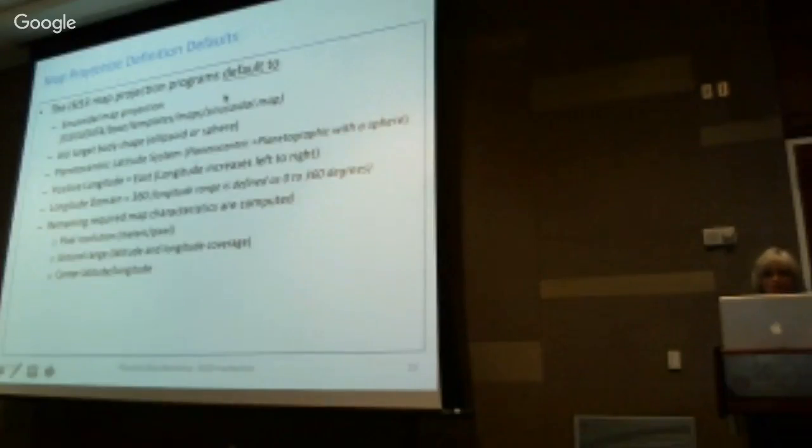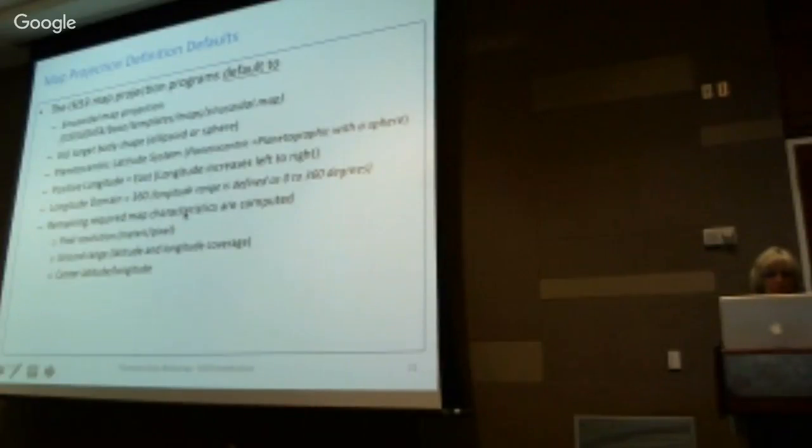The thing that I always repeat: when you are in ISIS, it does default to certain map characteristics, and that would be the planetocentric system. If it's a sphere, of course, they're equal, but just know if you are projecting and you let everything default, it's going to project your output map to planetocentric. It will be positive east, and longitude domain 360. You can override those, of course. When you select a map projection, you can define those output map characteristics and override any of those defaults, but just know that that's the default.